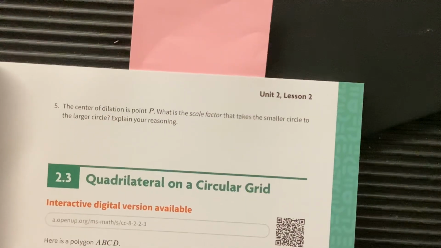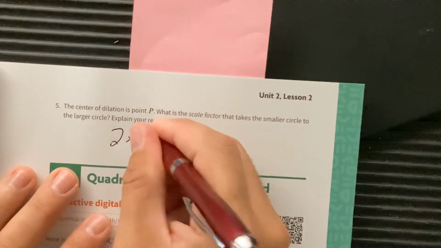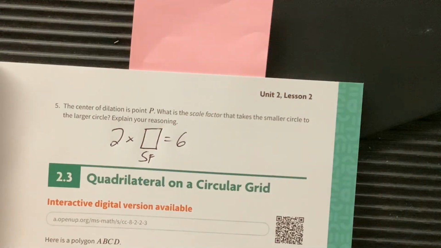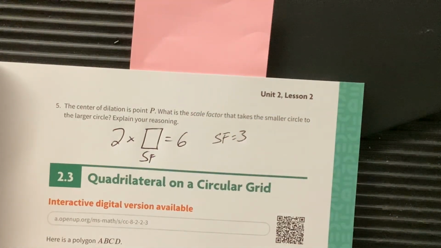So then on the next page it says, all right, what is the scale factor? How much bigger is that big circle? Is it like 3 times? What do you think? Yeah, so you're looking at it as 2 times what? That's our scale factor. Got us to 6. Still think it's 3? Yeah, absolutely. Scale factor is 3. It's 3 times bigger. 2 times all of those is 6.